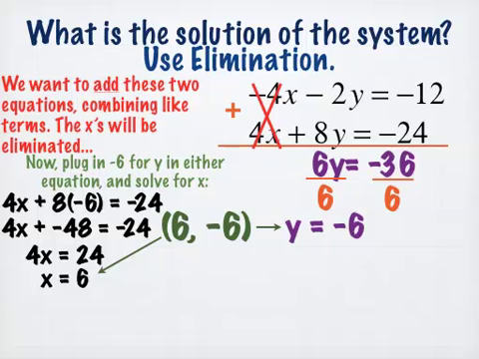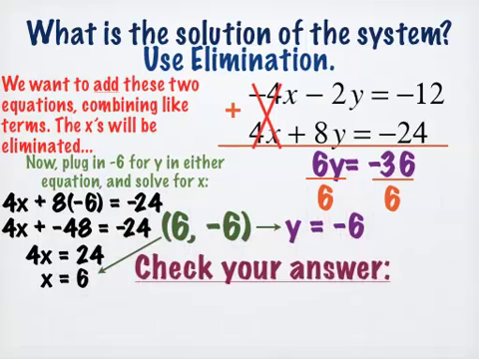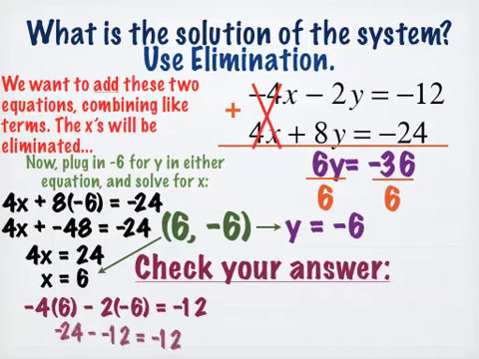I still need to check that answer in both of the equations. To do that, I plug in 6 for x and negative 6 for y, which gives me negative 4 times 6 minus 2 times negative 6 equals negative 12. Negative 4 times 6 is negative 24, minus a negative 12 equals negative 12. Negative 24 minus a negative 12 is the same thing as negative 24 plus 12, which does equal negative 12.